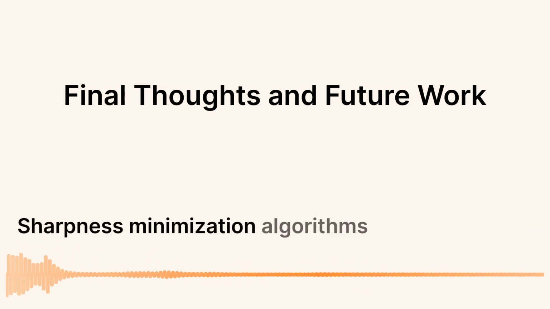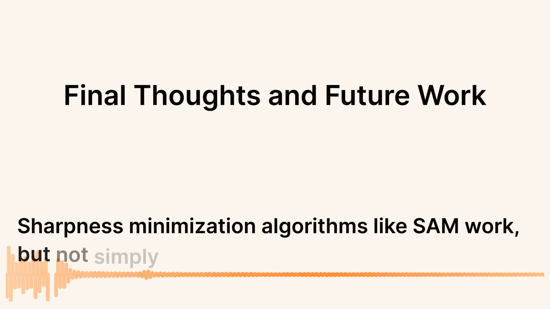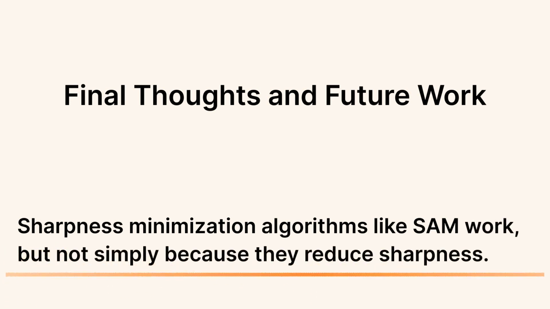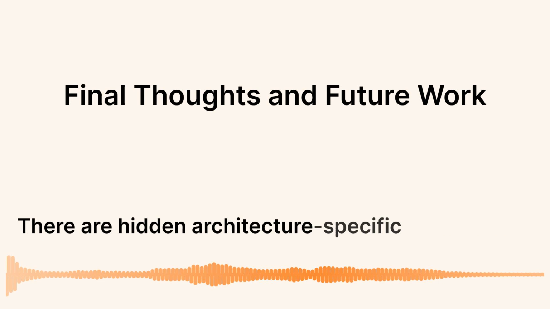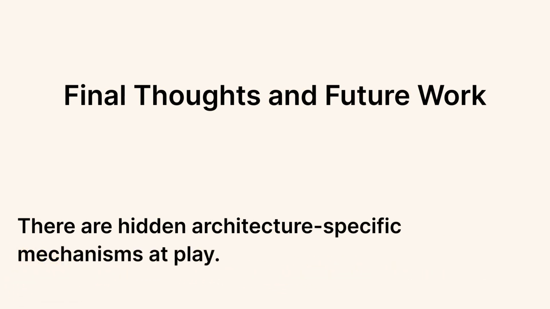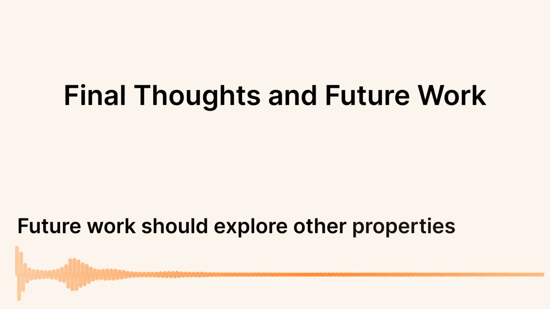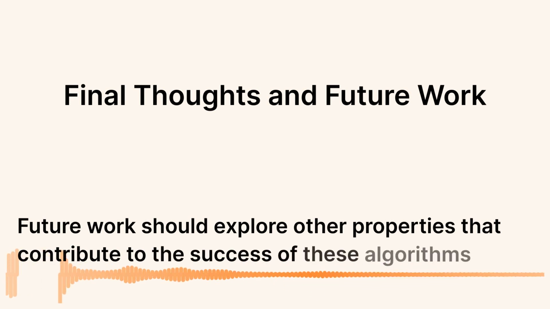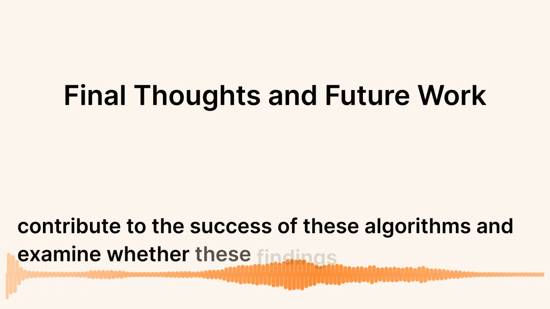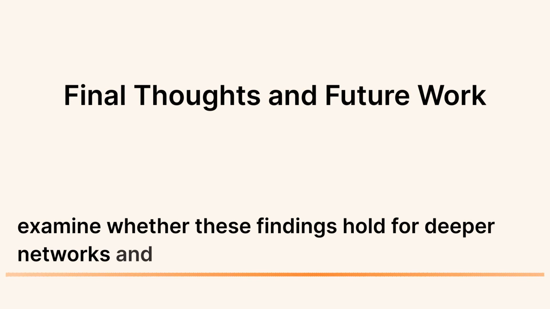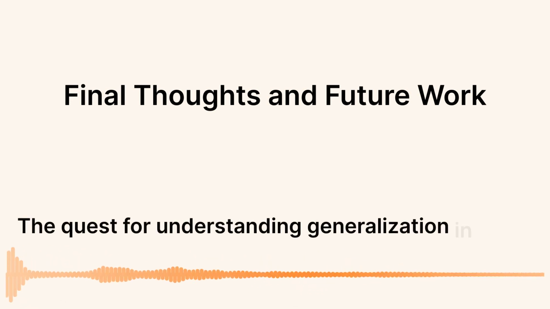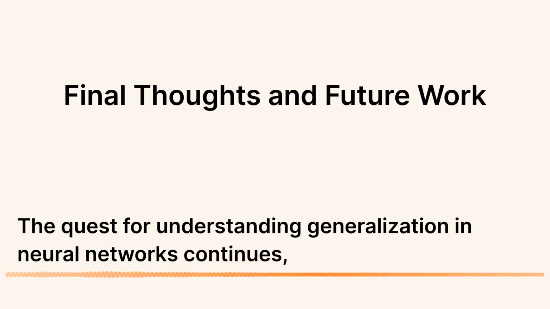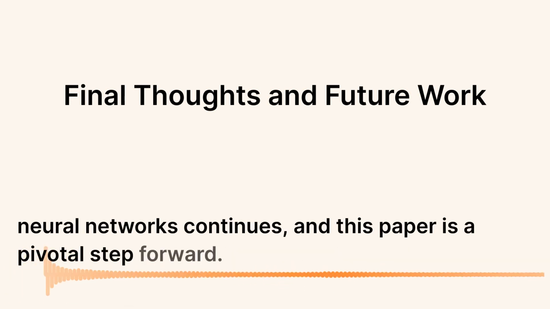Sharpness minimization algorithms like SAM work, but not simply because they reduce sharpness. There are hidden, architecture-specific mechanisms at play. Future work should explore other properties that contribute to the success of these algorithms and examine whether these findings hold for deeper networks and varied architectures. The quest for understanding generalization in neural networks continues, and this paper is a pivotal step forward.